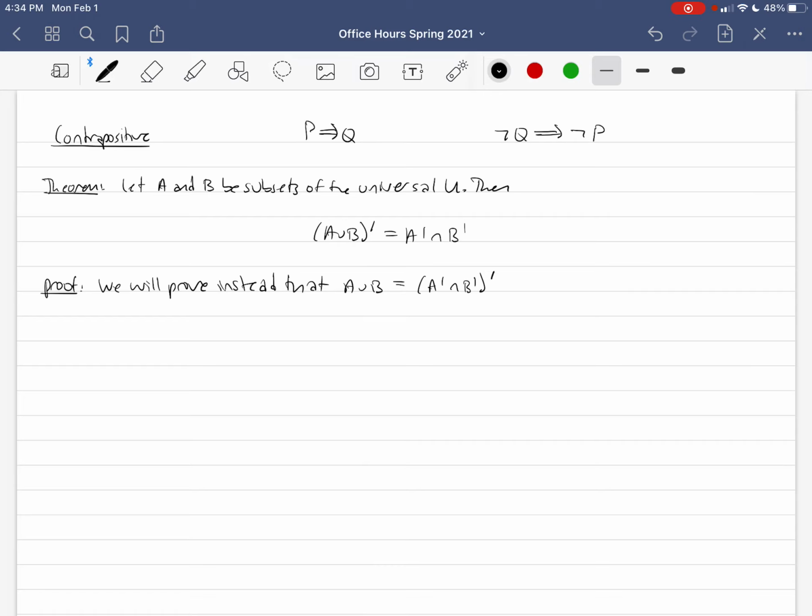All right. So, what does it mean to be in this right-hand side? Well, that's a complement. So it means X is not an element of A complement intersect B complement. This is true if and only if X is not an element of A complement or X is not an element of B complement. This is true if and only if X is an element of A or X is an element of B, which is true if and only if X is an element of A union B. And by doing a sequence of if and only ifs, it's equivalent to a sequence of equalities. So we have the statement.